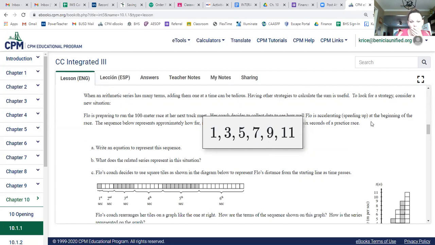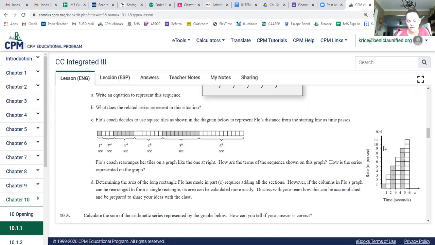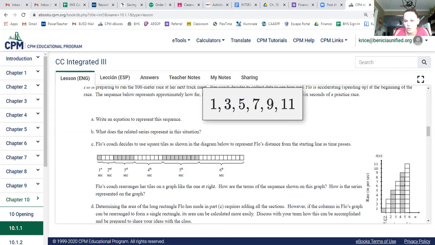So if we added all of these, that would represent how far she ran in 6 seconds. During the 6th second, she ran 11 meters, but in all 6 seconds, we would add all of those together. I want to focus on this picture down here. The idea here with these stairs is what's going on. If we arrange those numbers into those stairs, the first one, she went 1 meter, then 3 meters, then 5, then 7, then 9, then 11.